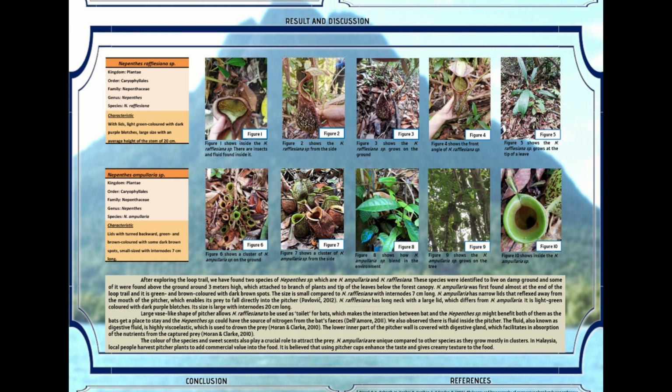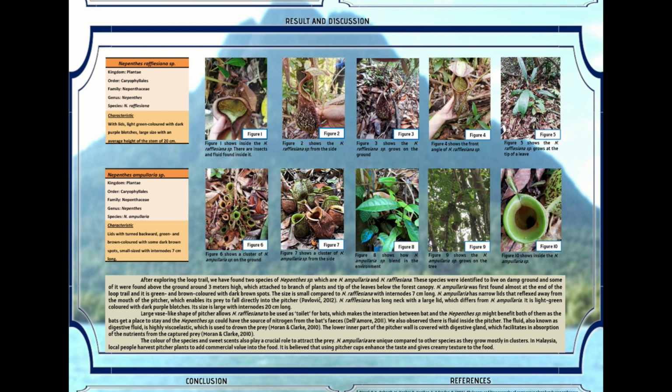The large vase-like shape of the pitcher allows Nepenthes rafflesiana to be used as toilets for bats, which makes the interaction between bats and the Nepenthes species might benefit both of them, as the bats get a place to stay and the Nepenthes species could have the source of nitrogen from the bats.